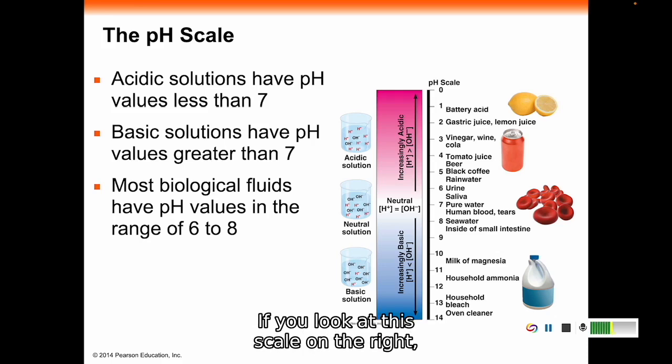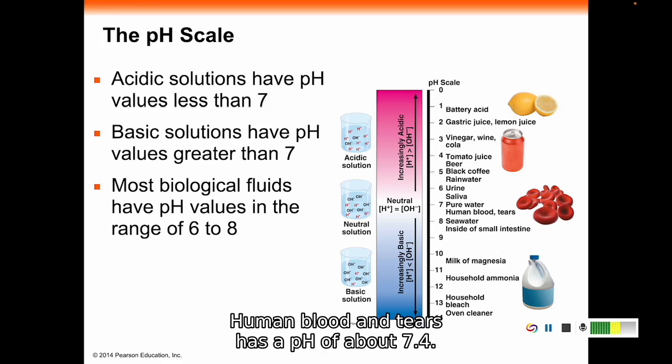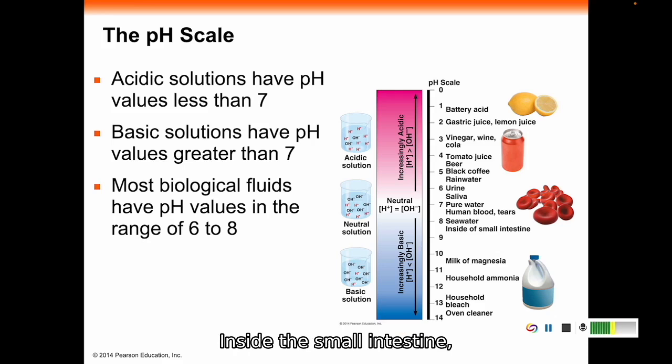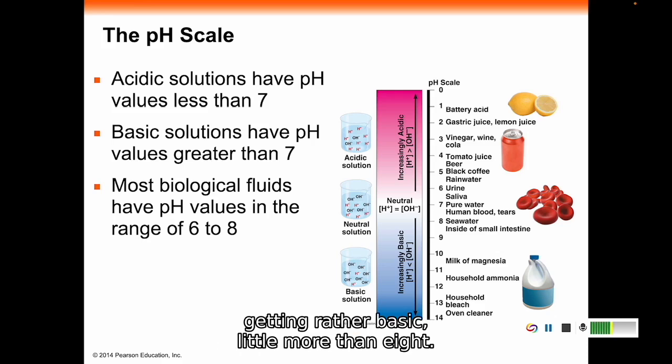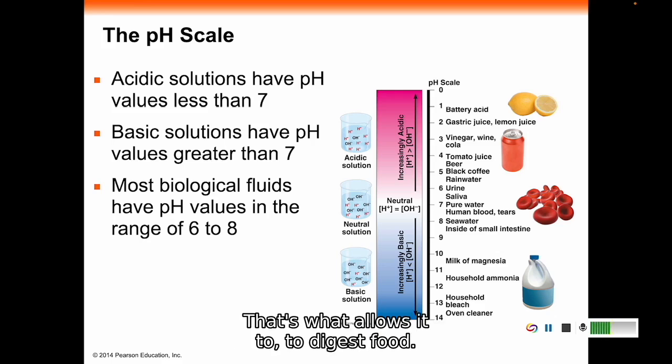If you look at this scale on the right, you can see urine has a pH of about 6, saliva getting closer to 7. Pure water has a pH of 7. Human blood and tears has a pH of about 7.4. Inside the small intestine is getting rather basic, a little more than 8. And stomach acid or gastric juice is very acidic. That's what allows it to digest food. So that's very acidic. It has a pH of about 2.